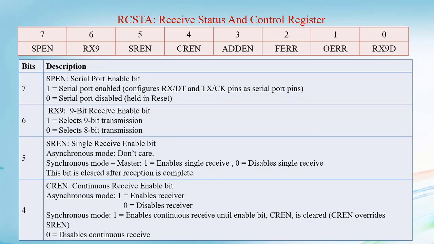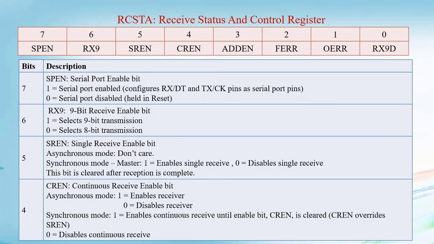Bit 5 is SREN, the single receive enable bit. In asynchronous mode, it is not used, don't care. In synchronous mode, as master, 1 enables single receive and 0 disables single receive. This bit is cleared after reception is complete.